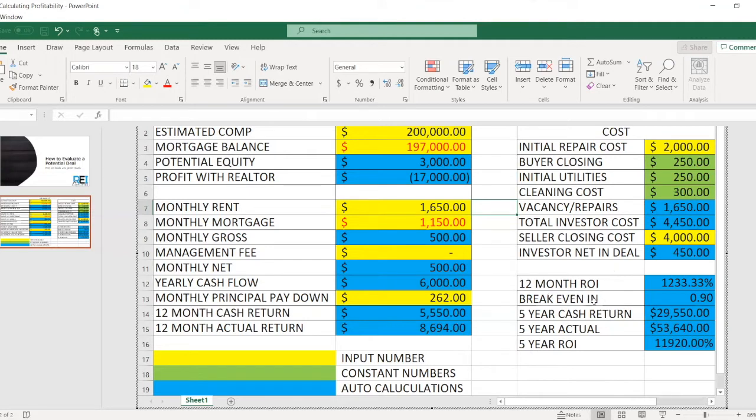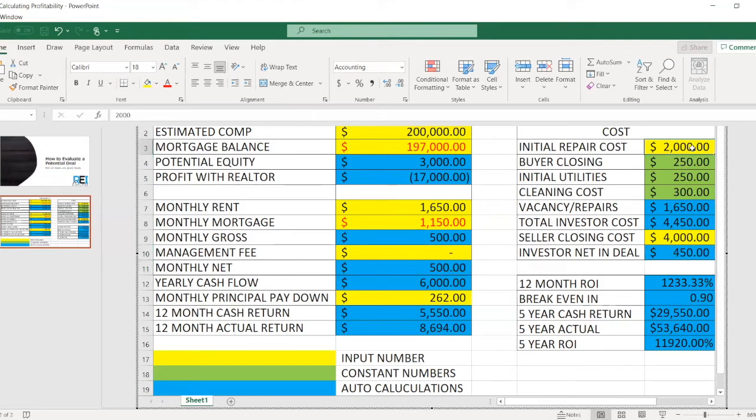Break even. This is break even in months, okay? This number is the amount of money that we put into the deal, which is 450, versus the net income each month. So if we put in $450, and we're making more than that in the very first month, it takes us less than 1 month to get our money back. Let me show you how this works.